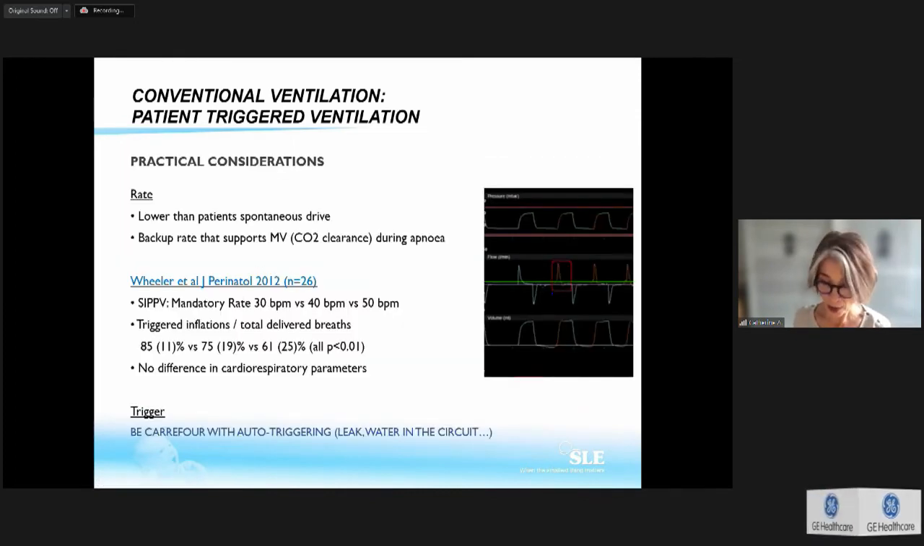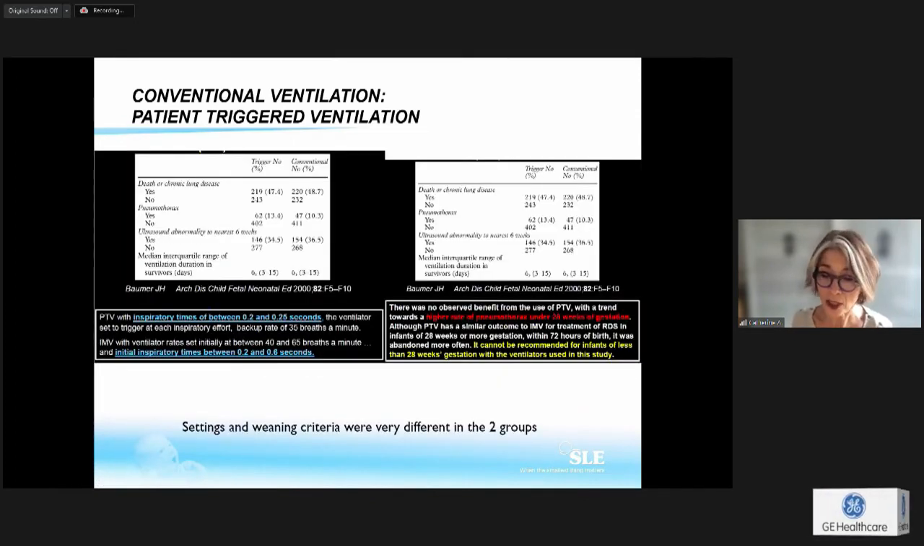So what do we know? We have some doctors who are a little bit reluctant to use PTV because of a study. The study looked at PTV versus CMV, and what they noticed is that in very preterm patients below 28 weeks, they had a higher rate of pneumothorax. But if we look carefully at the study, what we will see is that actually the settings that were used for those two modes were completely different. That might explain why we had such a difference.